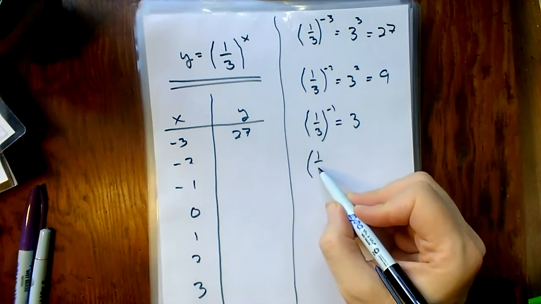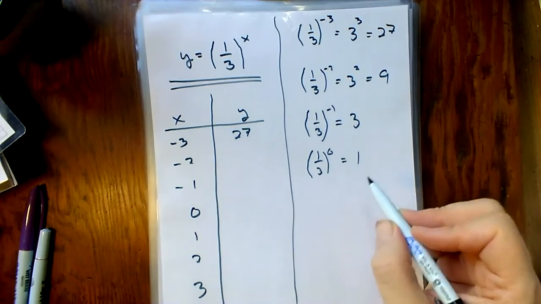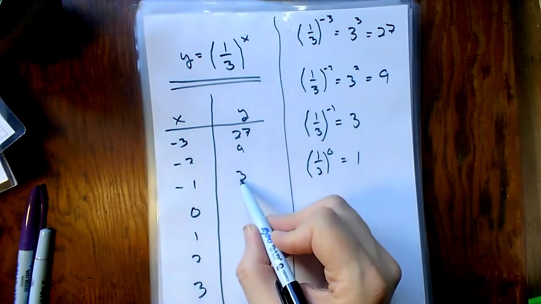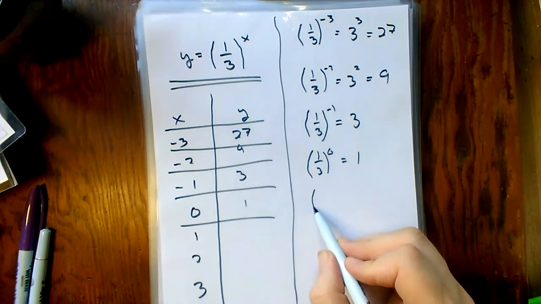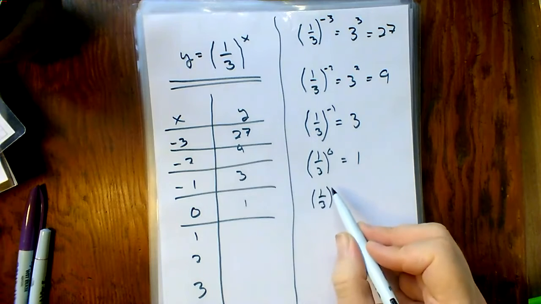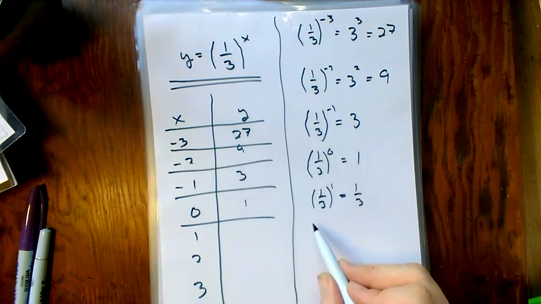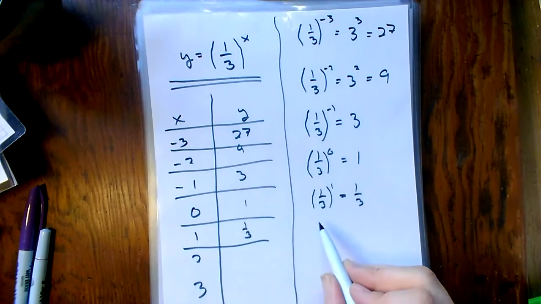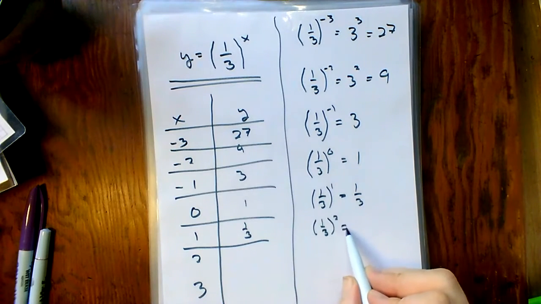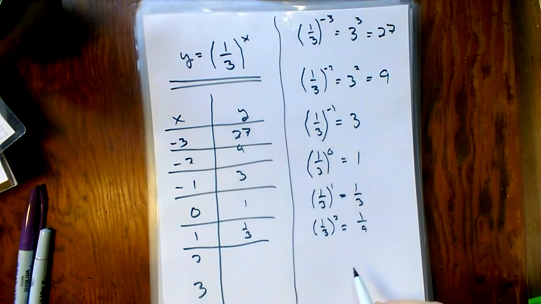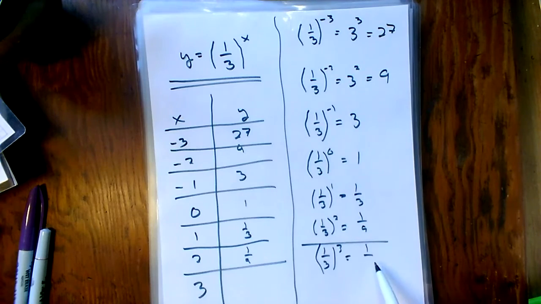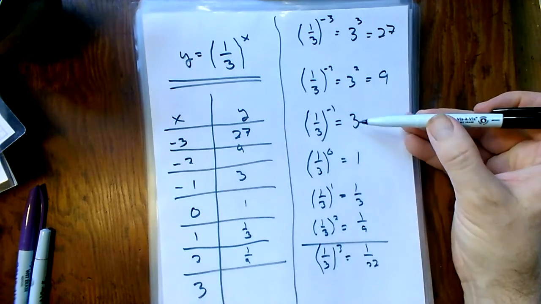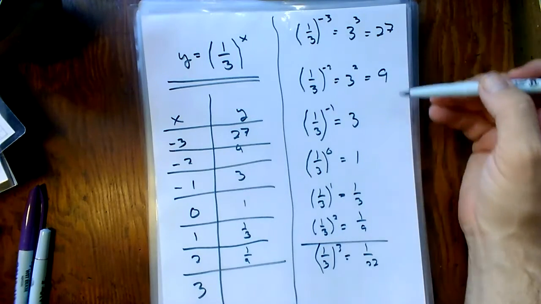Anything to the 0th power is 1. And then anything to the first power is just itself. So 1/3 to the first power is just 1/3. 1/3 squared, that's 1/3 times 1/3, would be 1/9. 1/3 to the third is going to be 1/27th. And notice that I've got 3 and a 1/3, 9 and a 1/9, 27 and a 1/27th.